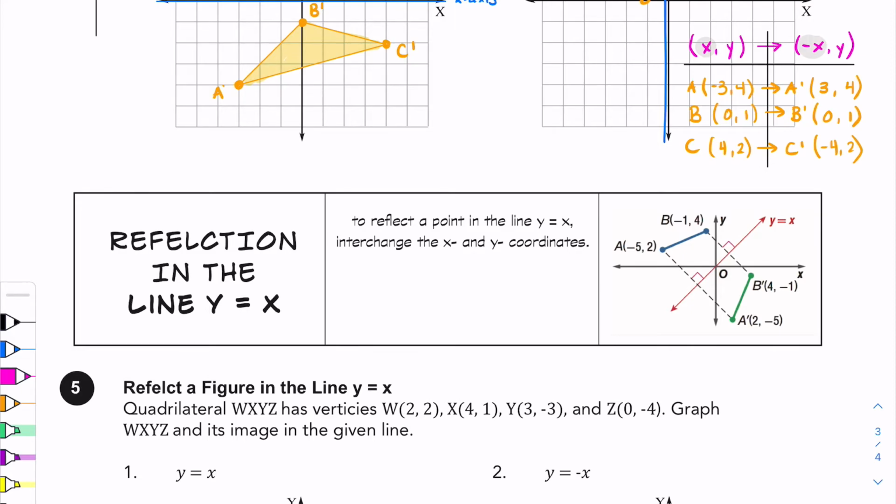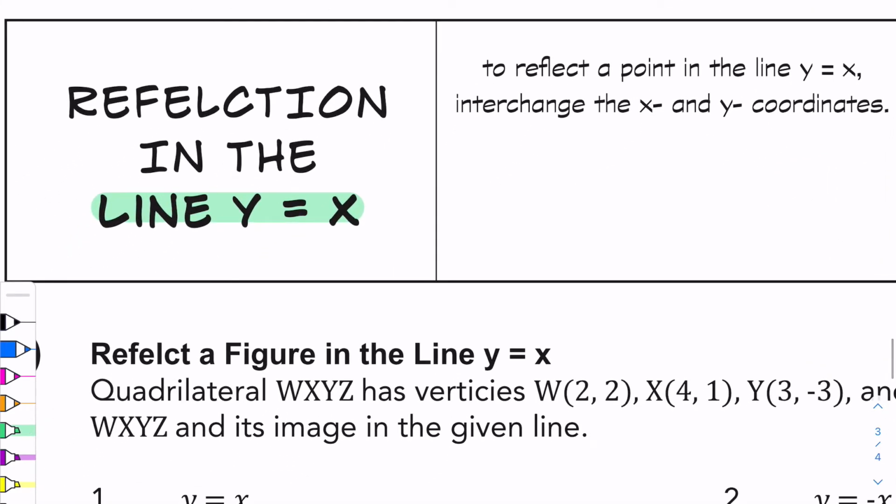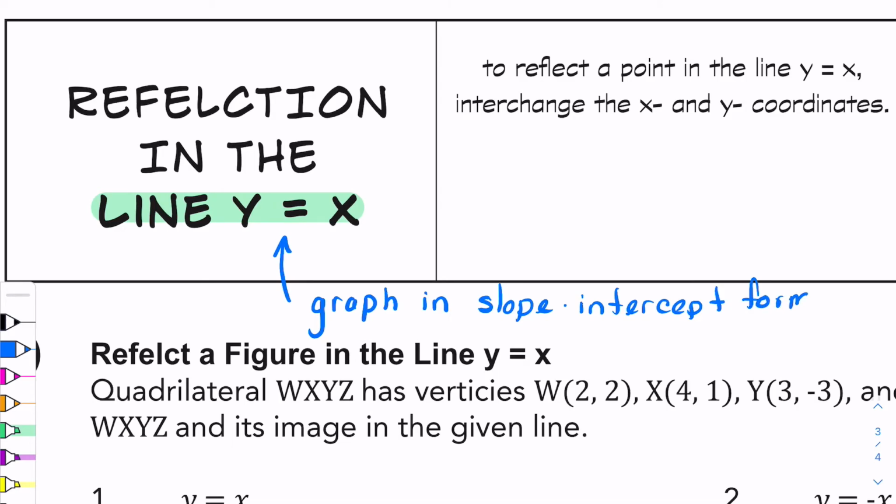Okay, the last reflection we're looking at is a reflection across the line y equals x. So the line y equals x is a line in slope-intercept form. It's the line y is equal to x plus 0. So that is the line that you will be graphing, and I'll show you that when we go over our examples.